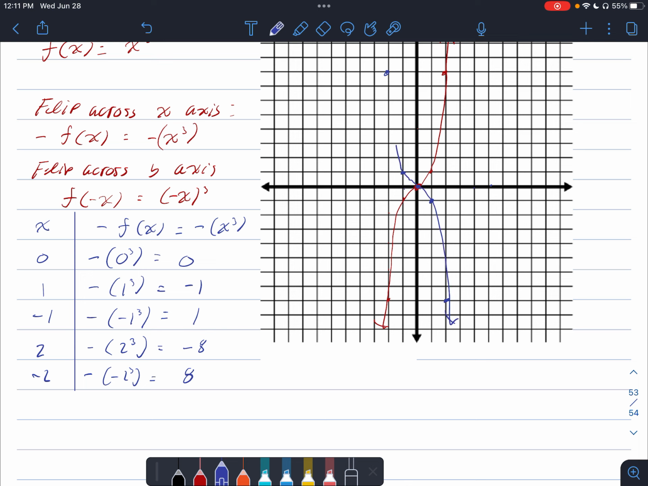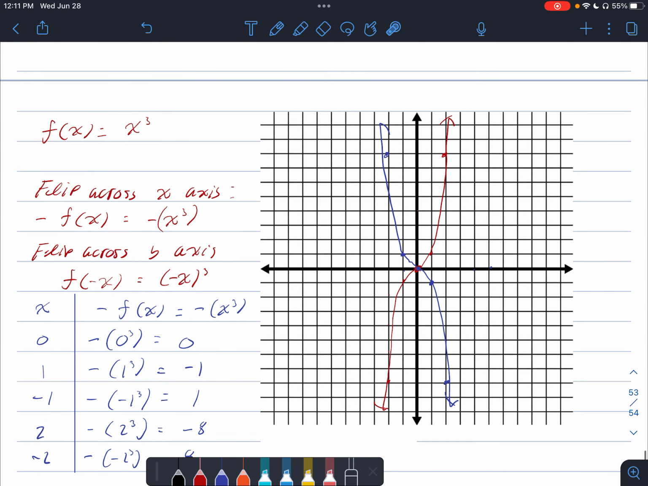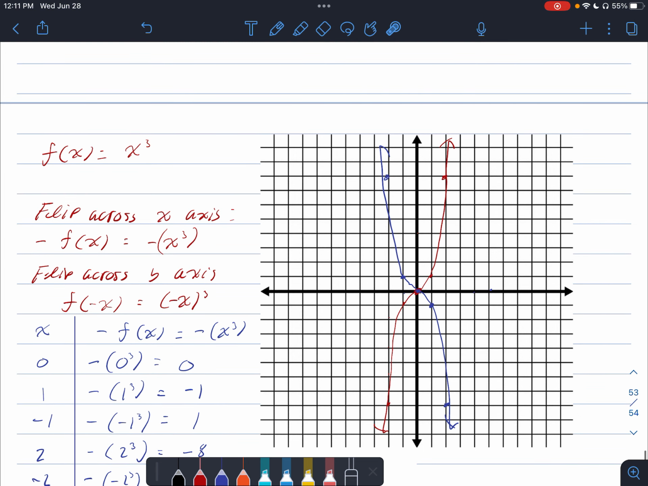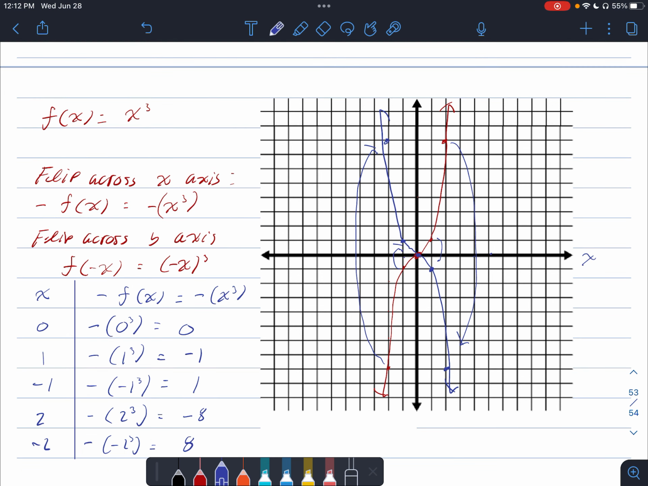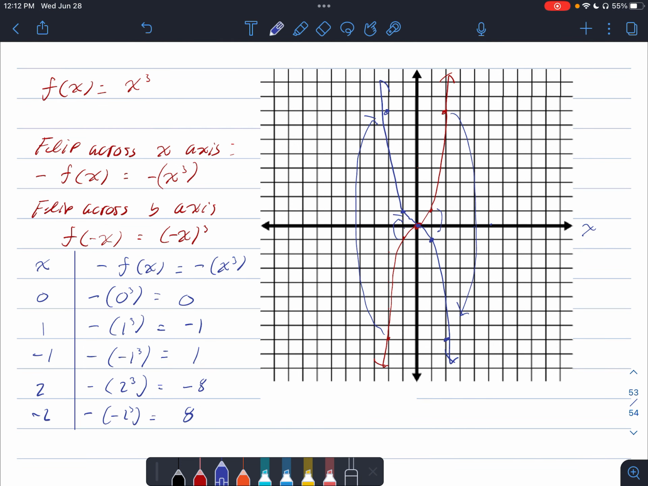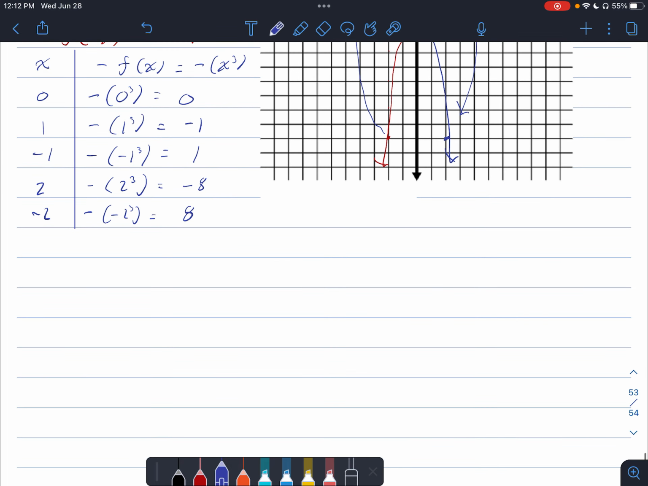So what we're seeing here is for this one, we have flipped across the x-axis. Okay, so this point went here, this point went here, okay, this point went here, and this point went here. Okay, now x cubed has a very interesting property here. Okay, you might be thinking, if we flip it across the y-axis, isn't it going to look the same? Well, let's find out. Let's see what happens.